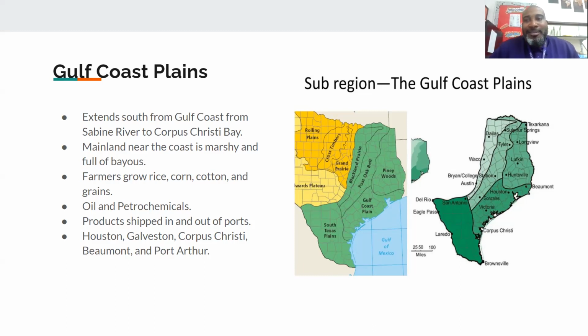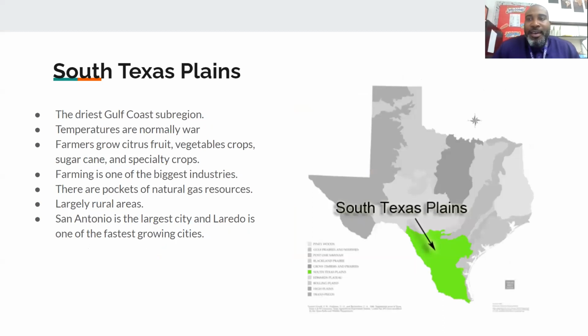It has 2 major urban centers, 2 major cities. That's Houston and Corpus Christi. Galveston is also a city. Port Arthur is one of the smaller cities. Next, we have the South Texas Plains. It extends south of San Antonio, from San Antonio all the way down to Laredo.